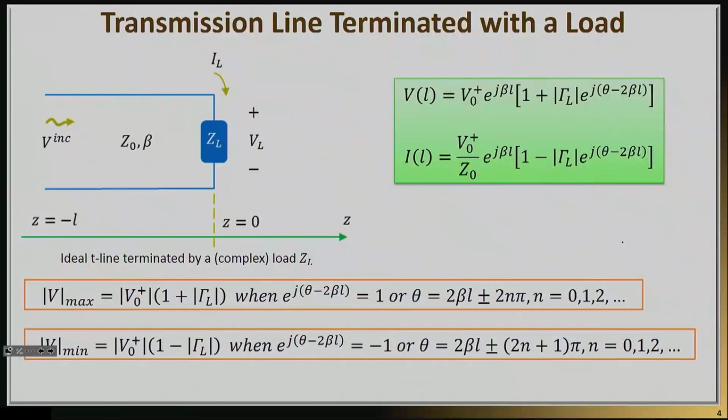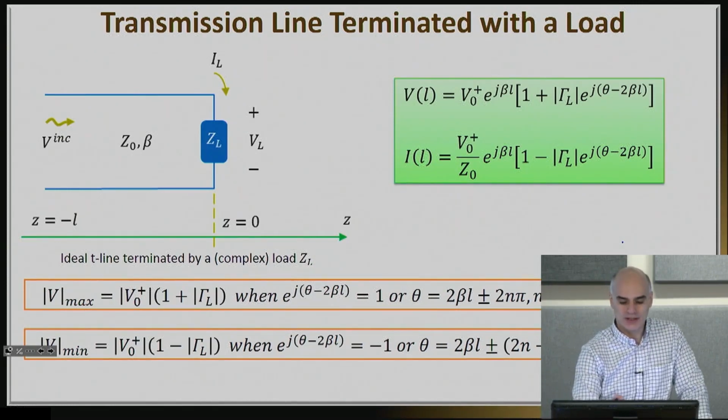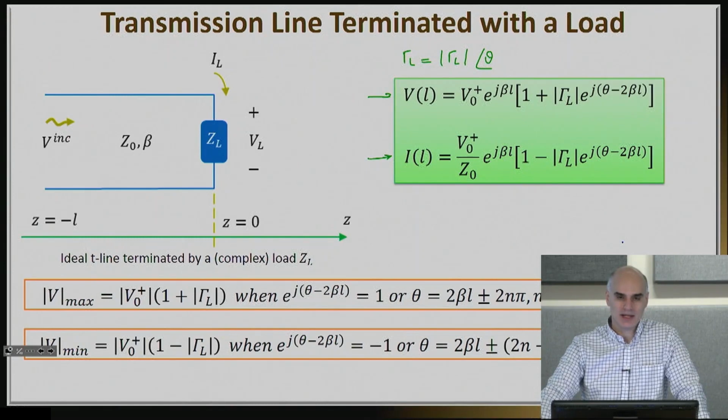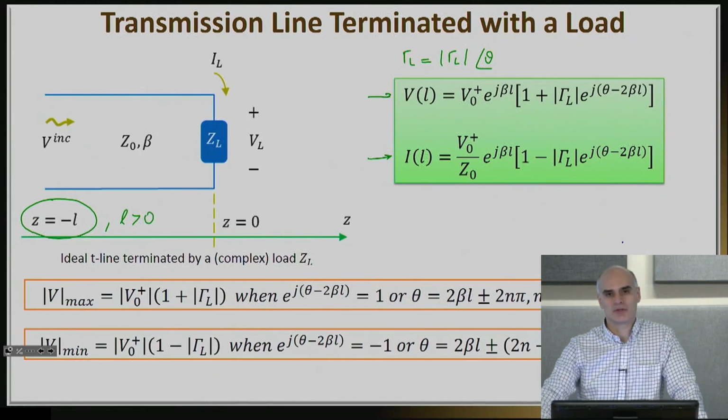Let's examine these expressions a little bit more carefully, to gain some insight into what they truly tell us about the physics of this problem. First of all, I have written exactly the same expressions for voltage and current right here, but I've made two substitutions. The first one is that I expressed my gamma L as a complex number, with magnitude gamma L and phase theta. And also, because my load is at z equals 0 and z is negative, I express z as negative L, so basically L is the length away from the load and is a positive number.